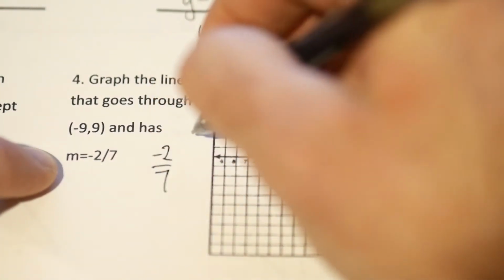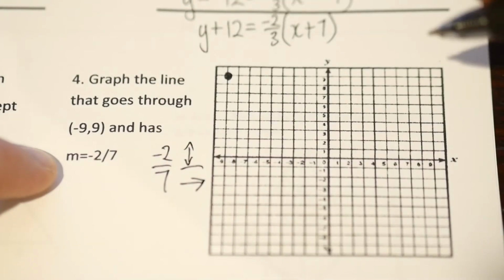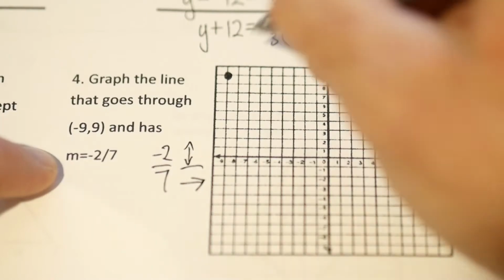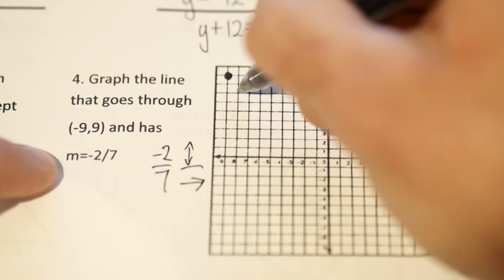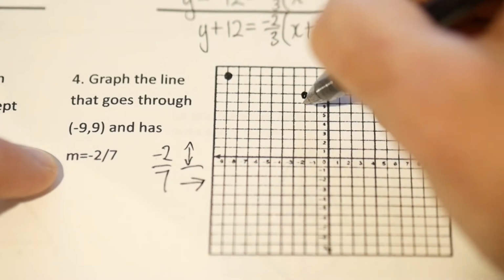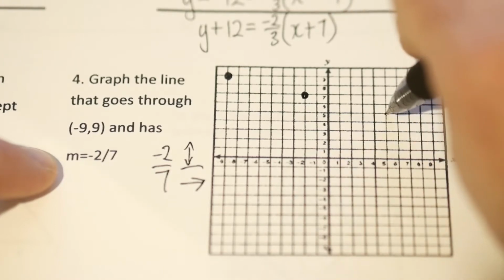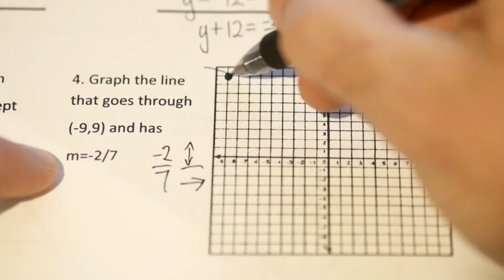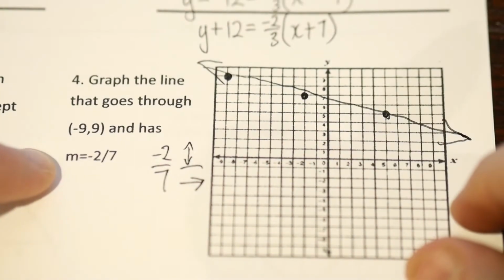Remember, the top number is my up-down movement and the bottom number is my right movement. So I'm going to go, and since it's negative, I'm going down 2, so down 1, 2. Then I'm going to go over 1, 2, 3, 4, 5, 6, 7. And I could put more points on it than that, but that'll get us right there.